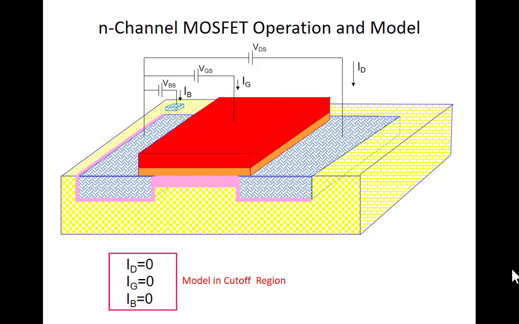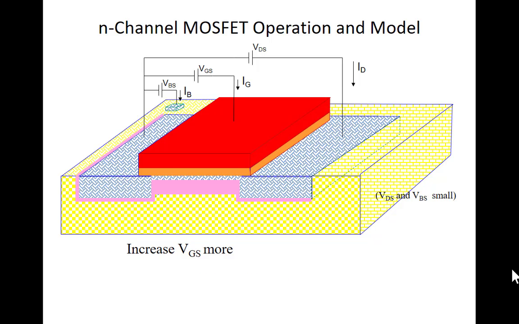Pretty simple model. Now I'm going to increase VGS even more. And I will succeed in pulling enough electrons to the surface that I will create what's called an inversion layer here. Once that inversion layer is created, now I have a conduction path from drain to source. So I'll get a little bit of current to flow. And if this is a uniform layer here, it will form a resistor.